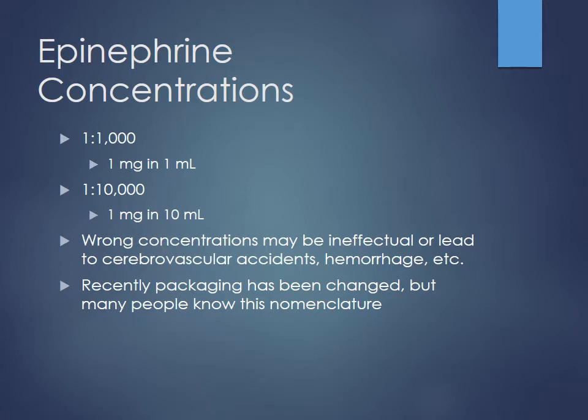Versus in a code, you really need to make sure you're being very accurate, using the right lingo, and getting the accurate drugs in there. Again, make sure you're using the right concentrations here. It could lead to cerebrovascular accidents, hemorrhage, all kinds of bad things. They've changed that packaging, so now they just list 0.1 milligrams per mL or 1 milligram per mL, so that'll be much more clear on the packaging.